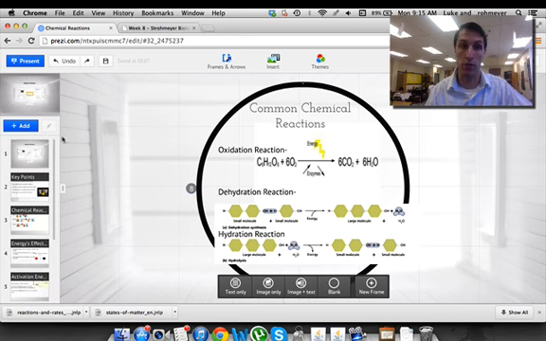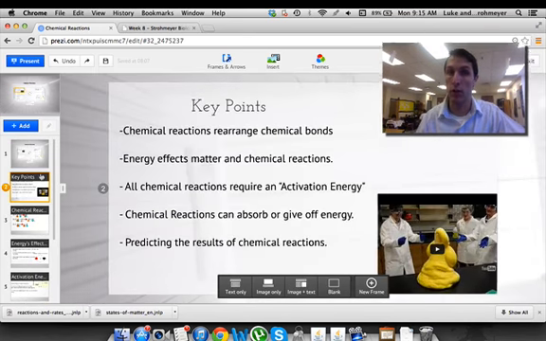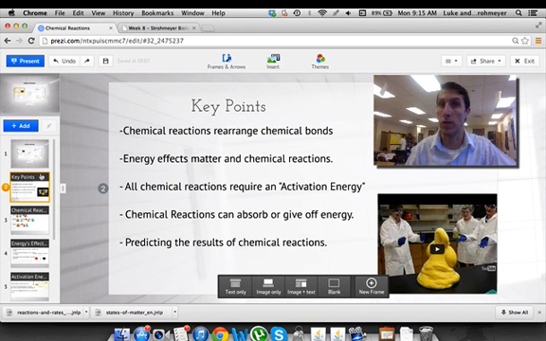All right, so that's the talk for this week. Just to go back over, we talked about how chemical reactions are just a rearranging of the chemical bonds. We looked at how energy affects matter and chemical reactions, so it increases or decreases the velocity of the molecules or atoms. Activation energy is the minimum amount of energy you have to have in the system to have that reaction occur. We talked about endothermic and exothermic reactions. Endothermic reactions are ones where you have to put in more energy than you get out. Exothermic reactions are where you get out more energy than you put in.